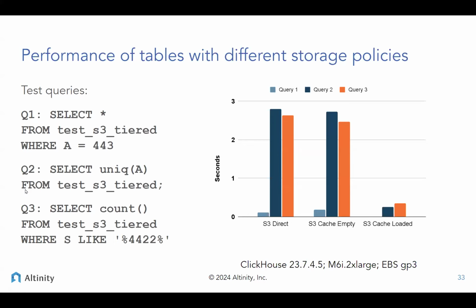And then tiered storage, I don't show it here, but tiered storage has about the same performance as S3 cache, provided you have good data locality and are not blowing the cache out constantly.